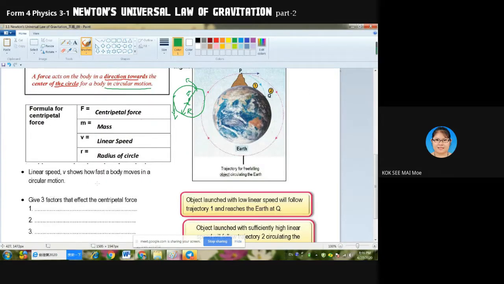Linear speed, V, shows how fast the body moves in the circular motion. So V stands for how fast it moves. From here, can you think about what factors affect the centripetal force? Which one can make the force become higher?